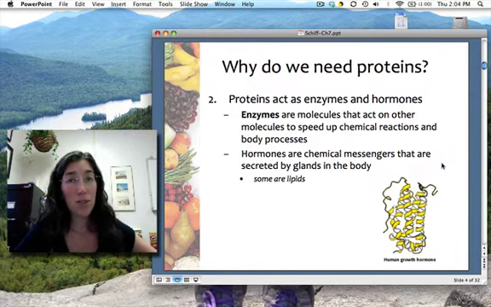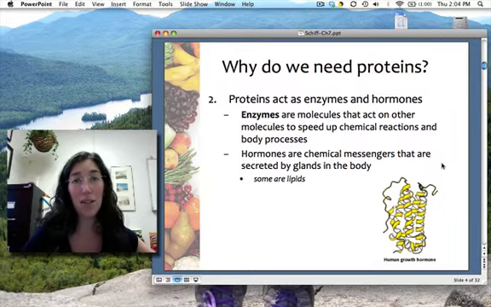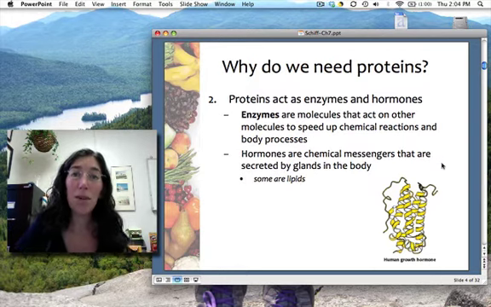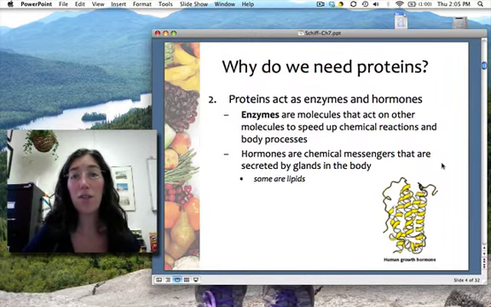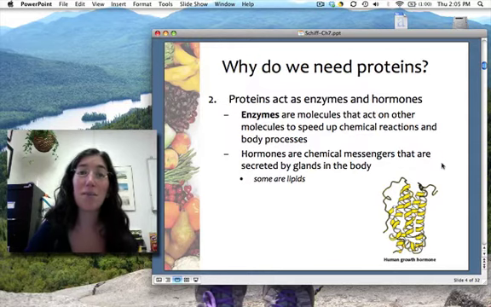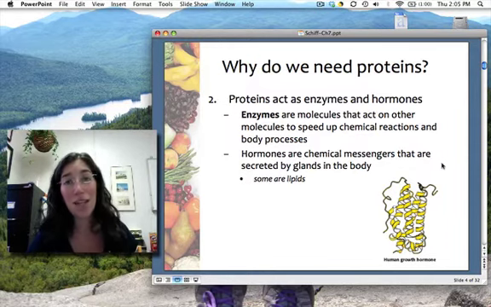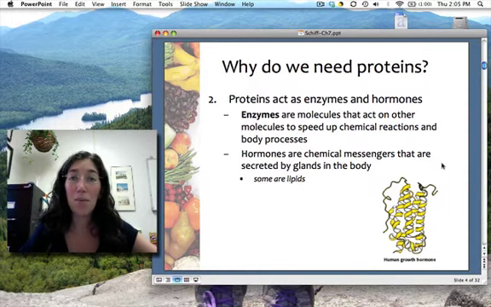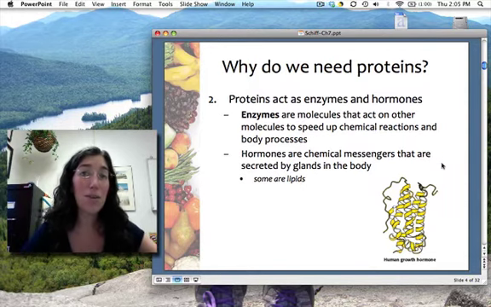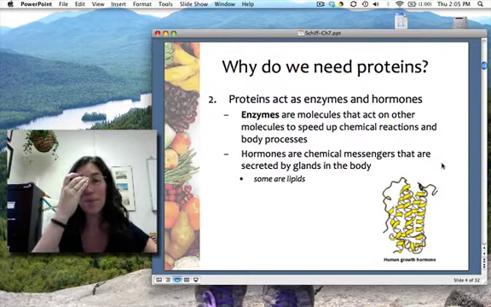Another important function of proteins is as enzymes and hormones. All of the enzymes in your body are proteins. And what is an enzyme? Hopefully you remember this from, I think it was Chapter 3. Enzymes are molecules that speed up chemical reactions. In the context of nutrition, we often talk about the digestive enzymes, lipases, amylases, proteases, all of the different enzymes that break down our macronutrients.